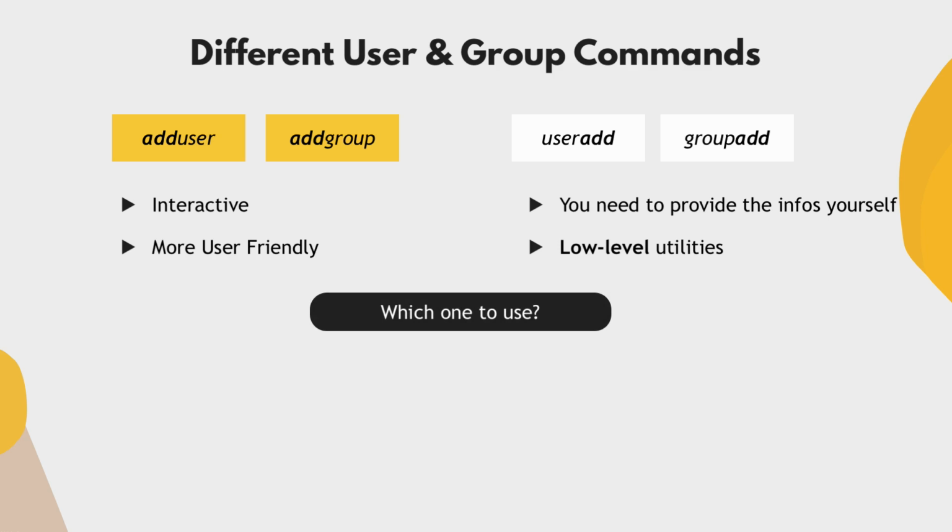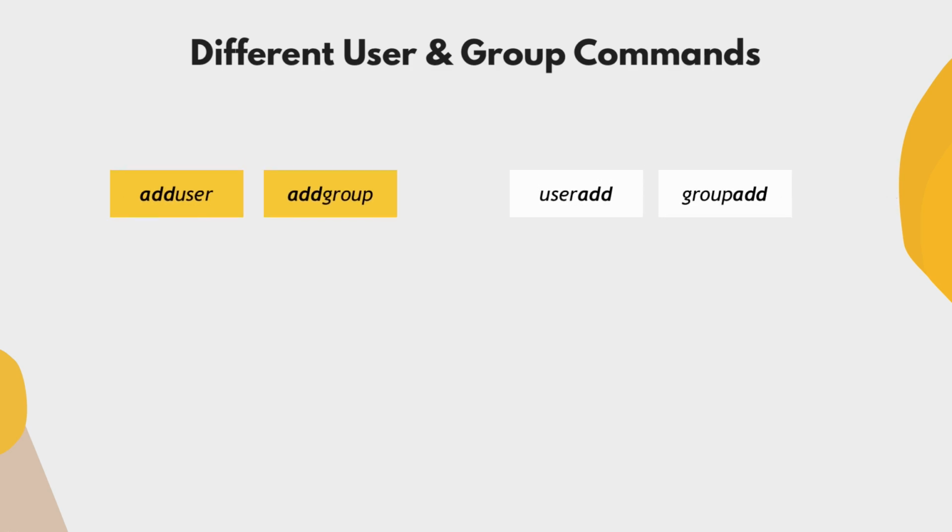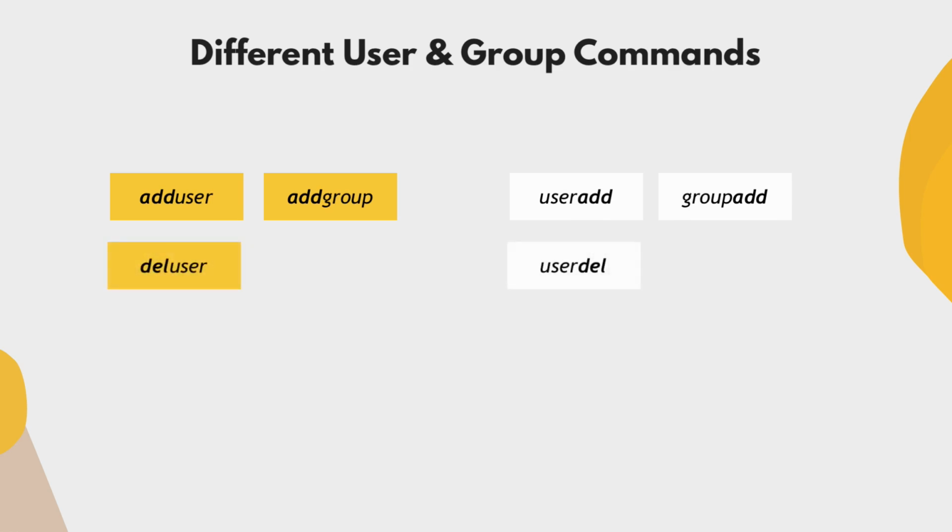As a rule of thumb, use useradd and groupadd commands in scripts when you're executing these commands in an automated way, and use adduser and addgroup commands when executing them manually. The same goes for userdel and deluser, as well as groupdel and delgroup command pairs.